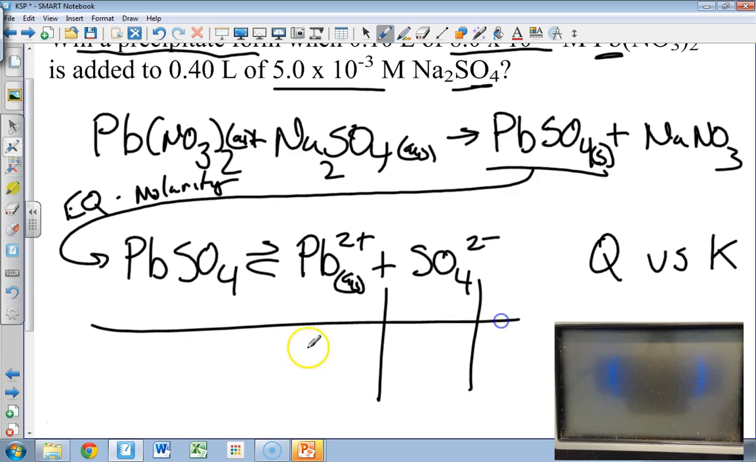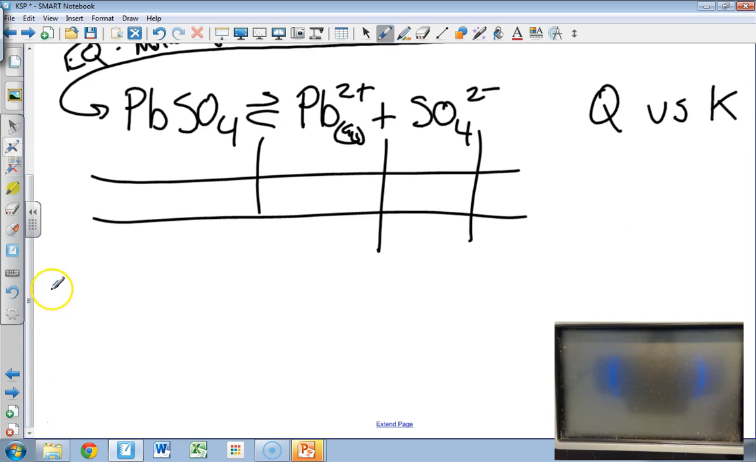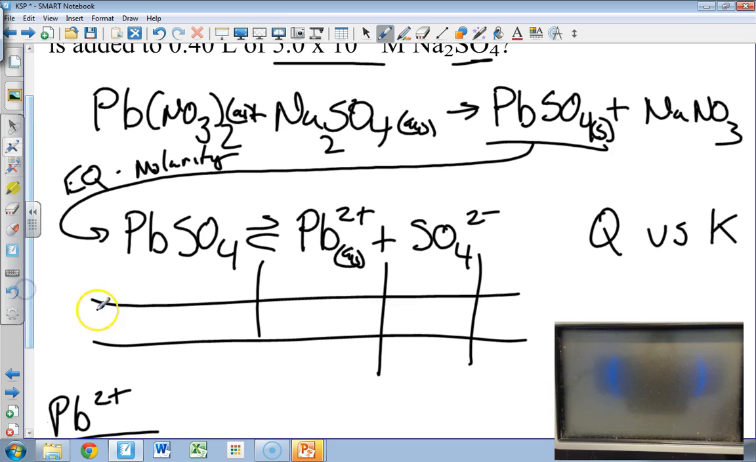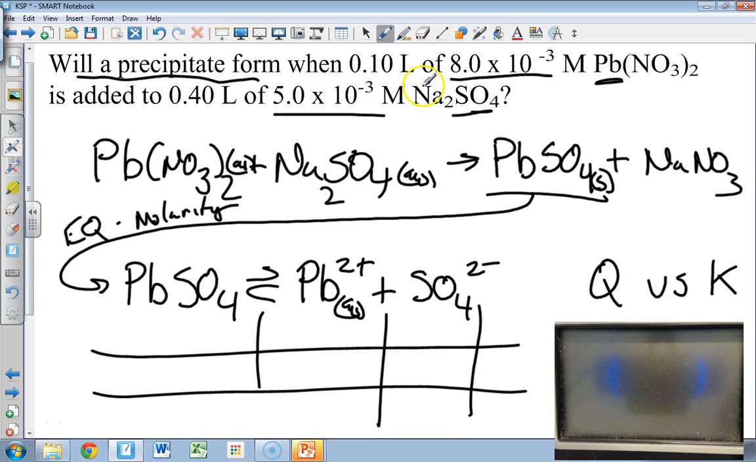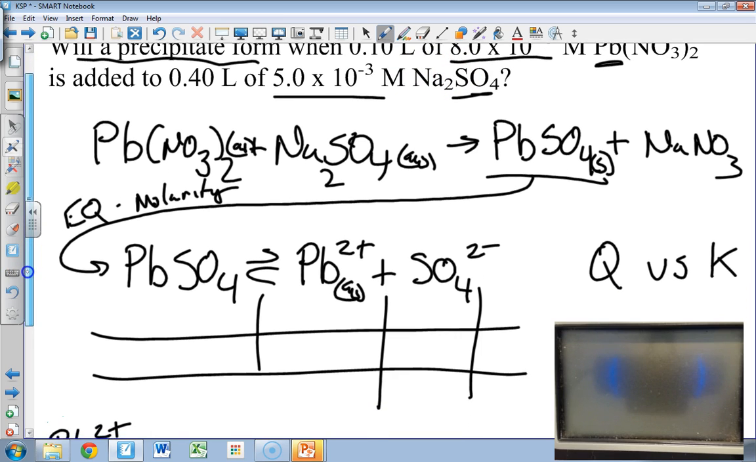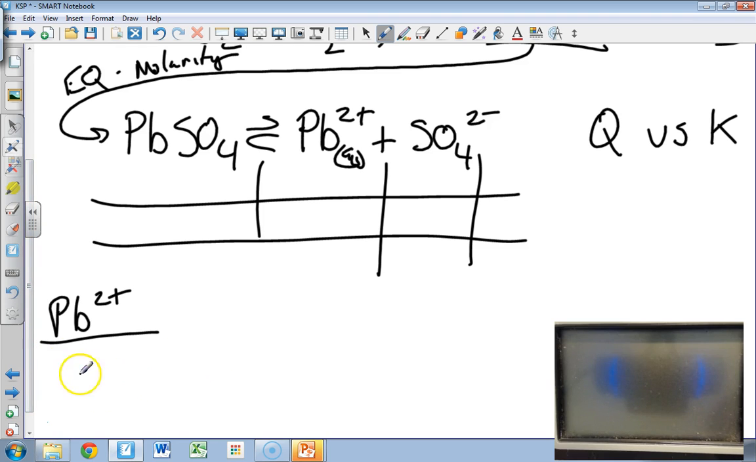Well, if we want to recalculate these things, we have to do the math for lead. How much do we have initially? Well, we have 0.1 liters of 8 times 10 to the minus 3 lead nitrate. So we have 0.1 liters.